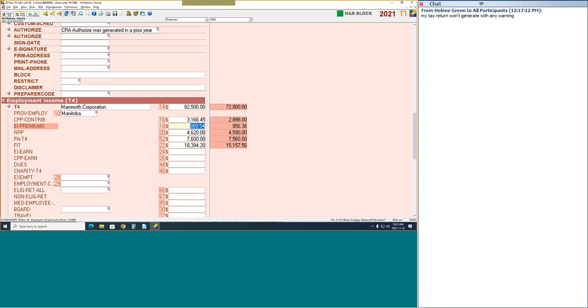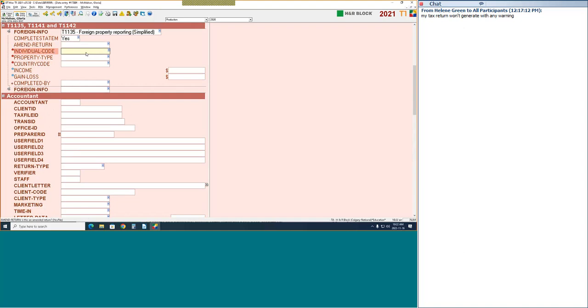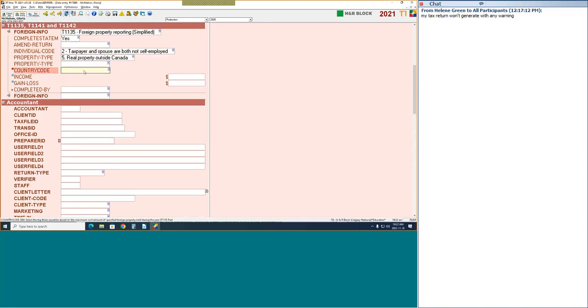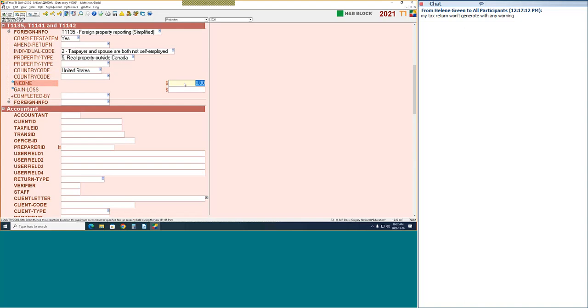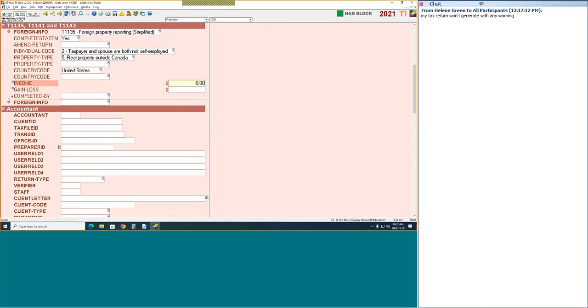And then remember, the last one that you're going to get is something reminding you that you have to complete a form that needs to be submitted. So if for this particular person, I had a T1135, and I'm saying I'm doing simplified, and I want to complete the statement, and I'm going to put everything in, I have to have at least one property type, I have to have at least one country code, I'm going to have blue warnings if I don't. Otherwise, it's going to ask me, please do your gain and loss. I'm going to say, okay, they're both zero.